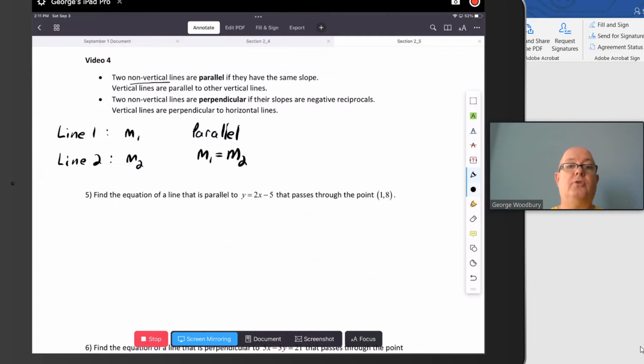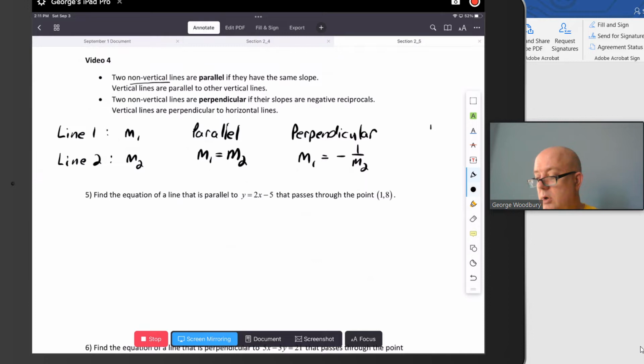Two non-vertical lines are perpendicular. That means that they intersect at a right angle. And we know that they are perpendicular if their slopes are what we call negative reciprocals. So for perpendicular, here m1 would equal the opposite of 1 over m sub 2. Vertical lines are perpendicular to horizontal lines. They cross at 90-degree angles.